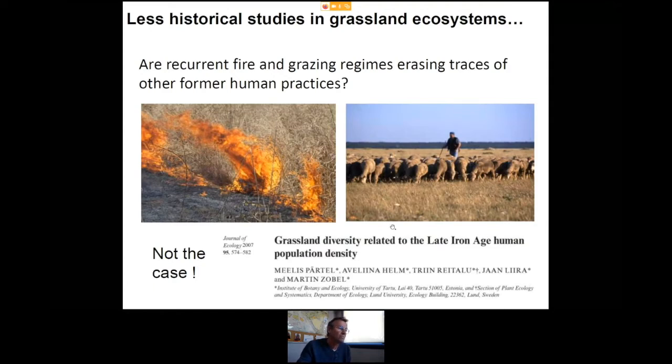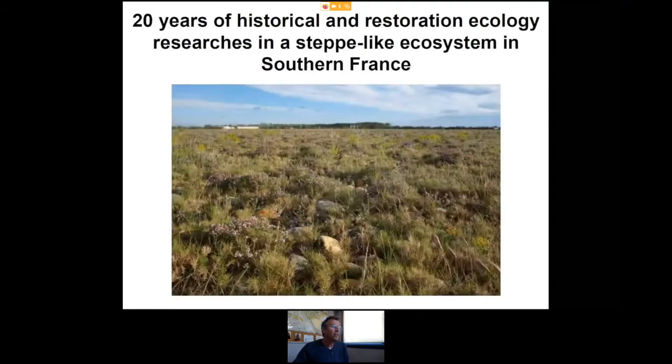But there is also a famous paper, not so new now, done in 2007, which shows that it's not the case. In this paper, Bartels and colleagues have shown that the grassland diversity of some calcareous grasslands of the island of Alvar can be related to the later-on age of human and population density. So we can really do very good ecological studies in grassland ecosystems, and we can perhaps even have a signal of very old human practice. So this is my case.